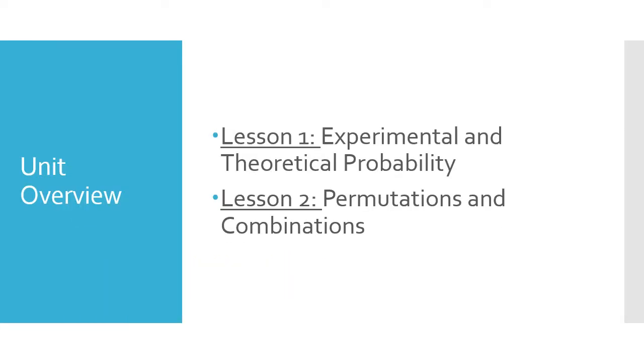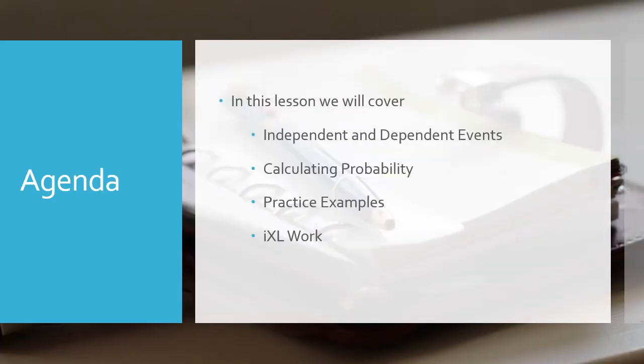Let's get started. Like I said, this unit only has 2 lessons. Our second lesson after this one, we're going to talk about permutations and combinations. Since this is our last week, it's a very short unit, so let's go ahead and dive in. In this lesson, we will cover independent and dependent events, calculating probability. We'll do some practice examples, and then I'll leave you off with the IXL work.